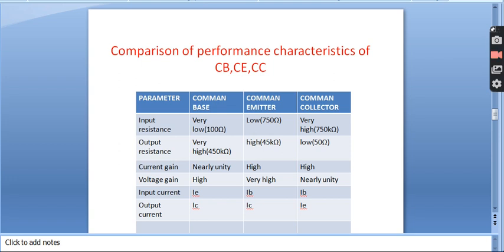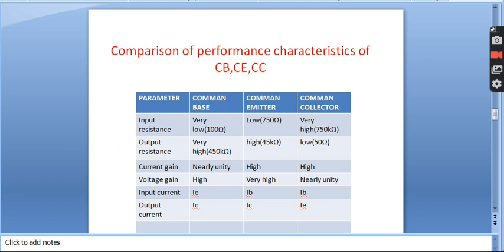In the cutoff region, the transistor acts as an open switch, because there is no input, so there is no output. In the saturation region, both junctions are forward biased, so the transistor works as a closed switch. That means the transistor works in three ways: as an open switch, a closed switch, or an amplifier.